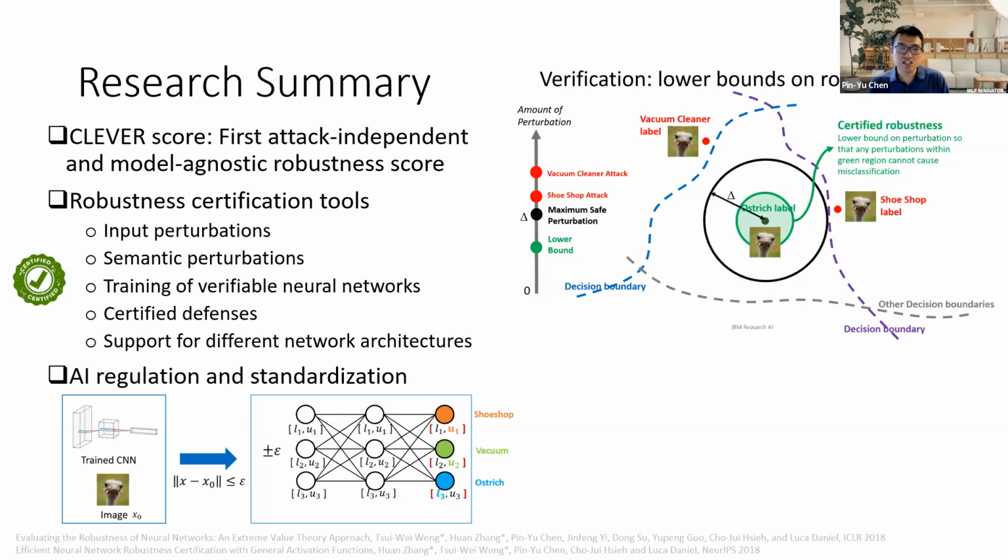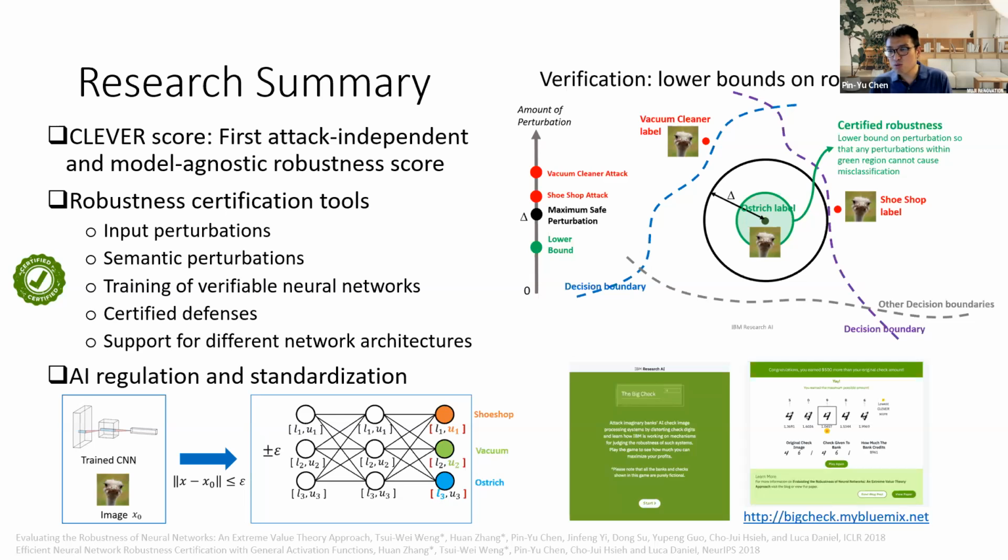So one way to check whether your model is robust to these epsilon perturbations is to ask whether the lower bound of the model output for the ostrich class is greater than the upper bound of all the other classes. If that's the case, then you can certify that for this sample, the model is epsilon robust, which means no attack can change the label of the perturbed sample as long as the perturbation is within this epsilon range that I certified. We also did some demo to show this verification evaluation score can be well mapped to humans' perception of choosing the robust models.